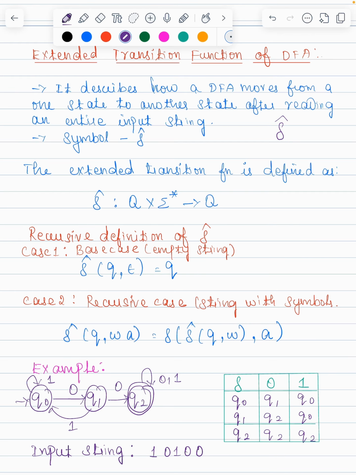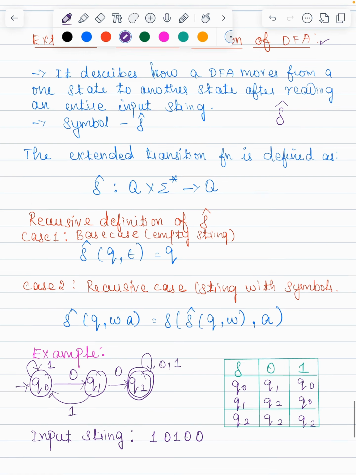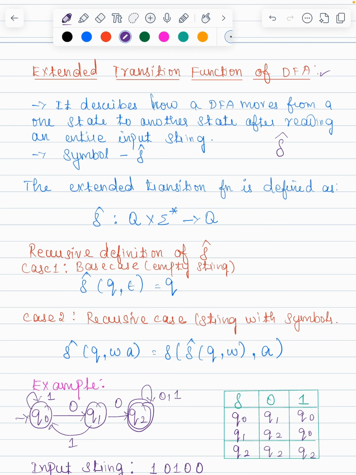To handle this, we use the extended transition function. What is the extended transition function? Let's discuss it now. The extended transition function describes how a DFA moves from one state to another state after reading an entire input string, and it is generally denoted by the symbol delta cap.